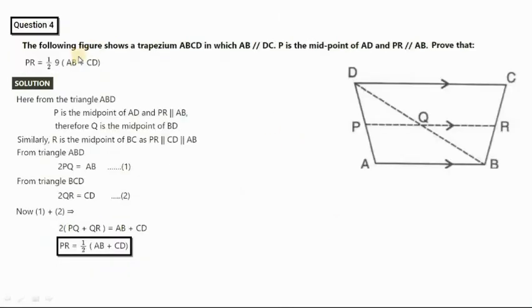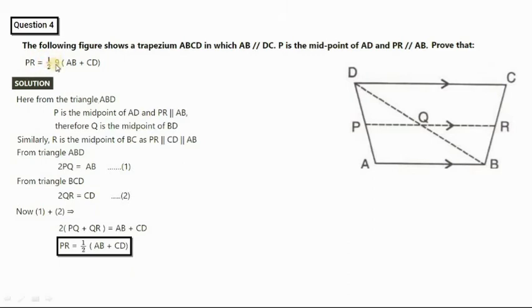Okay, now let's have a look at the fourth question. So the question says the following figure, that means this figure shows a trapezium in which AB is parallel to DC, and we know that in a trapezium two sides will always be parallel, and here it is given that AB is parallel to DC, so AB and DC are parallel to each other. P is the midpoint of AD, and PR is parallel to AB, so PR means this line is parallel to AB. So these are the things which are given, so we need to prove that PR will be this much. So let us see how to prove this.